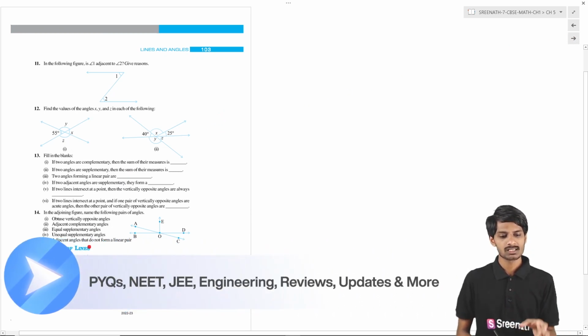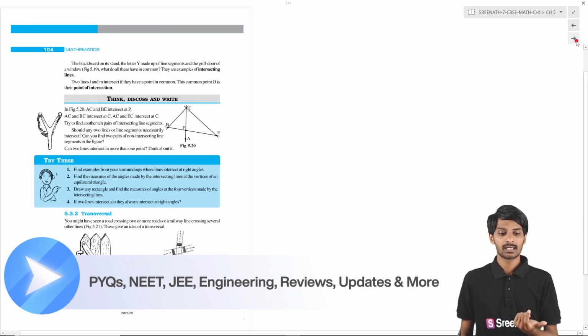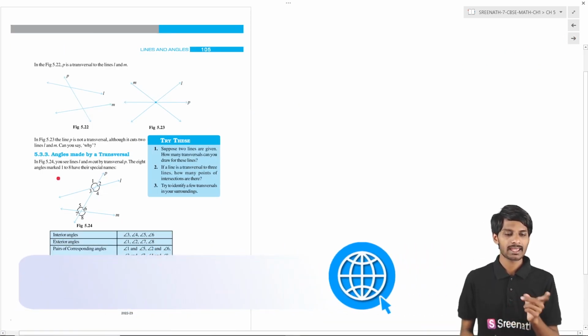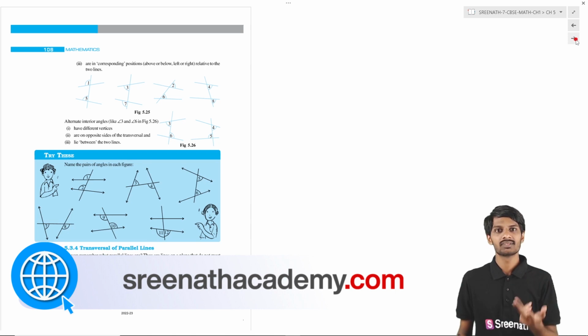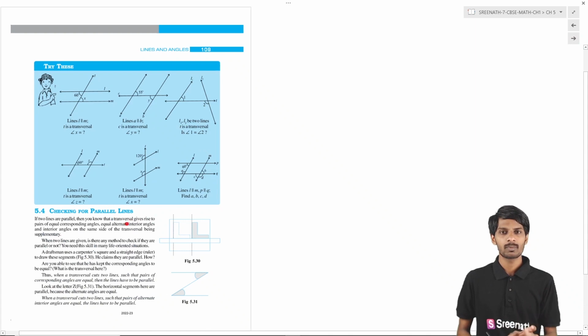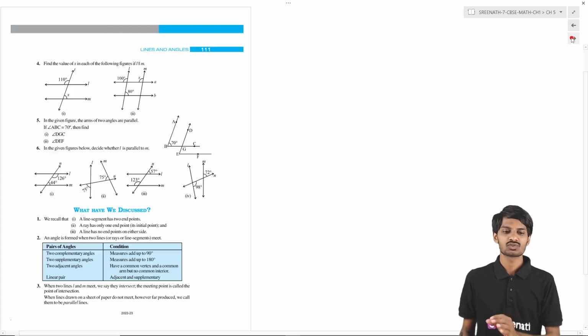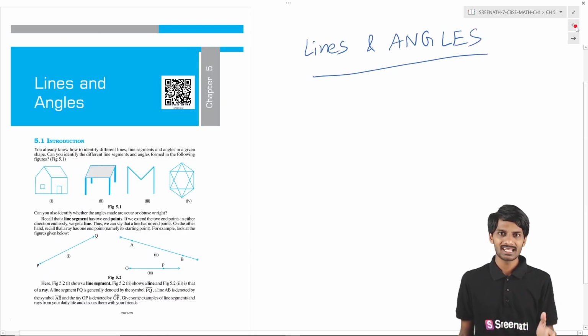After that, the third topic is pair of lines. In the case of pair of lines, there are intersecting lines and there is the transversal also. The next thing is angles made by a transversal and a transversal of parallel lines. When there are parallel lines and a transversal passes through them, what are the conditions? The next thing is checking for parallel lines. How to check for parallel lines? This is the whole chapter we are going to discuss, students. So finally, our chapter overview is completed, students.